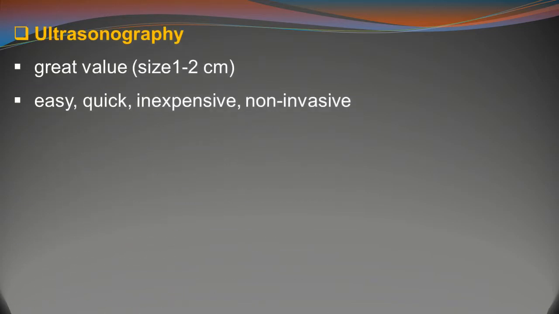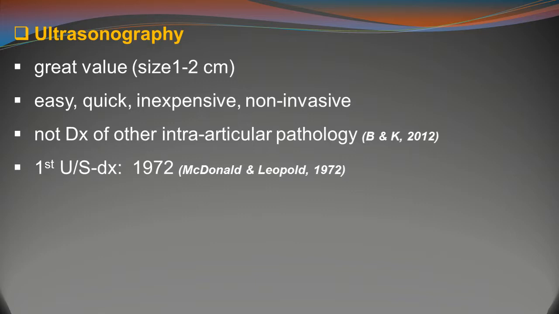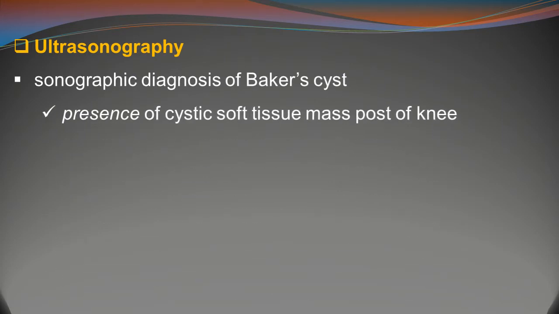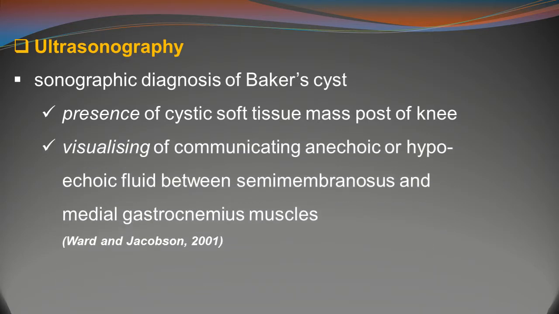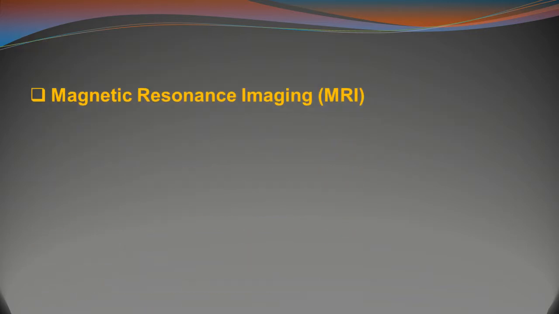Ultrasonography is of great value, and is easy, quick, inexpensive and non-invasive. So ultrasonic diagnosis depends on the presence of a cystic soft tissue mass in the posterior knee, visualizing the communication of the anechoic or hypoechoic fluid between the semimembranosus and the gastrocnemius muscle. It distinguishes Baker's cyst from ganglionic cyst.